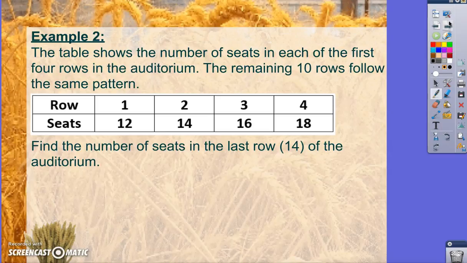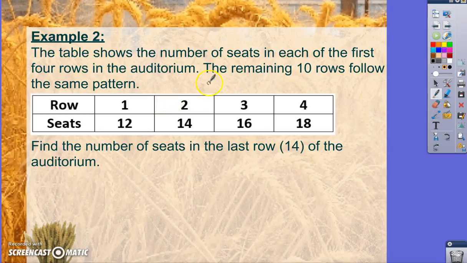And it says find the number of seats in the last row, which is row 14 of the auditorium. Now, obviously, if you haven't noticed yet, we're going in order. We're going to take a look at the second strategy, which is look for a pattern. So I want to look at what goes on between each of these.